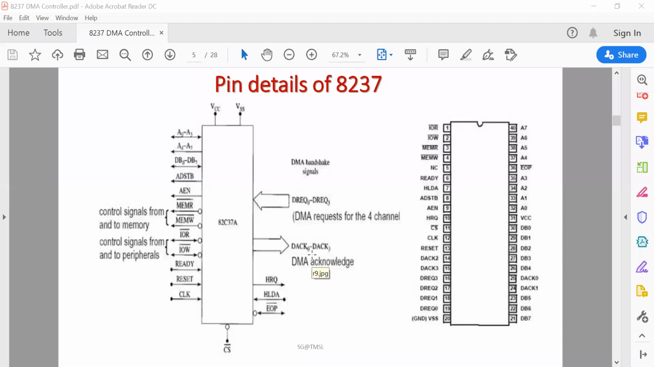Okay. Now DACK 0 to DACK 3, DMA acknowledge. These DMA acknowledge output pins are used to indicate to the individual peripherals that they have been granted a DMA cycle by the processor in coordination with the 8237. After reset, these are active low but may be programmed as required by the end user.